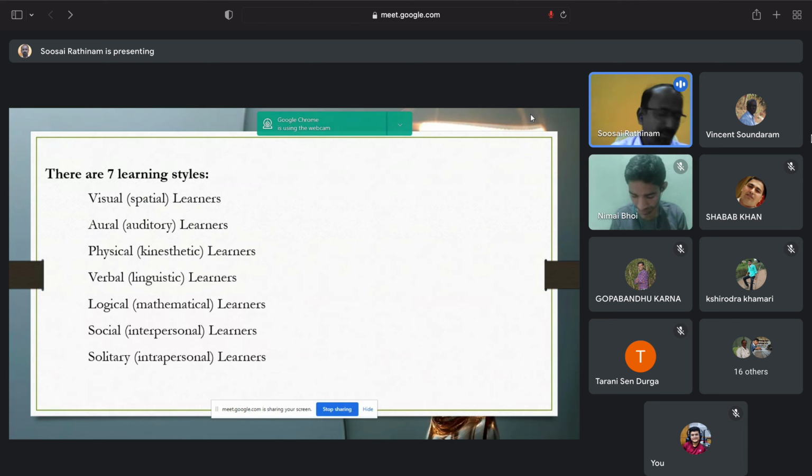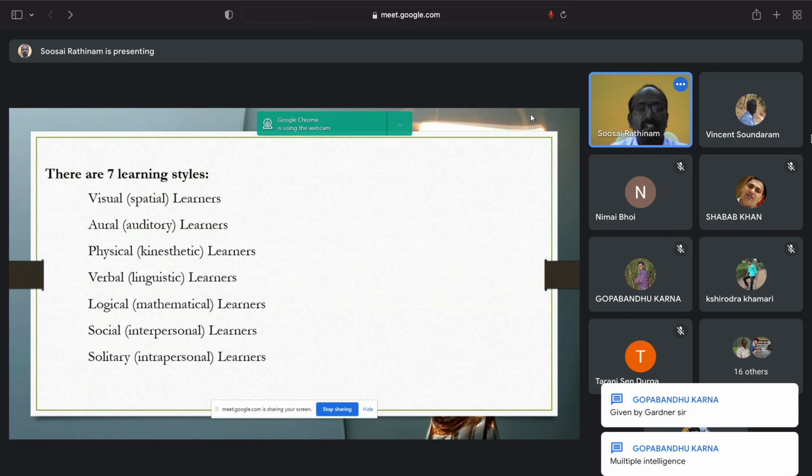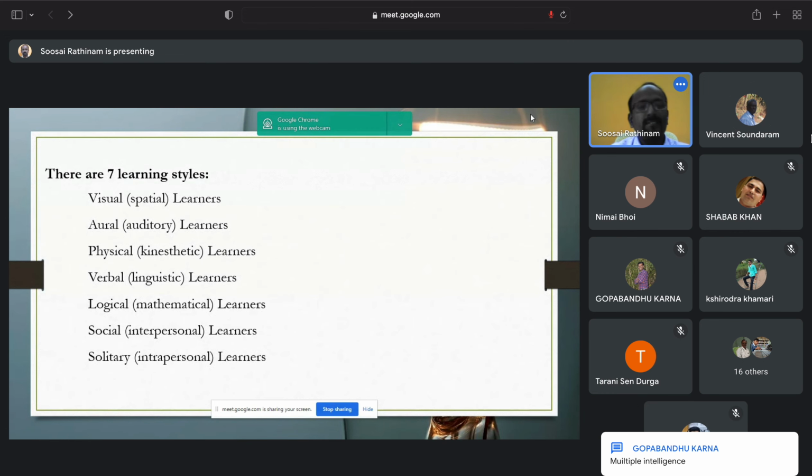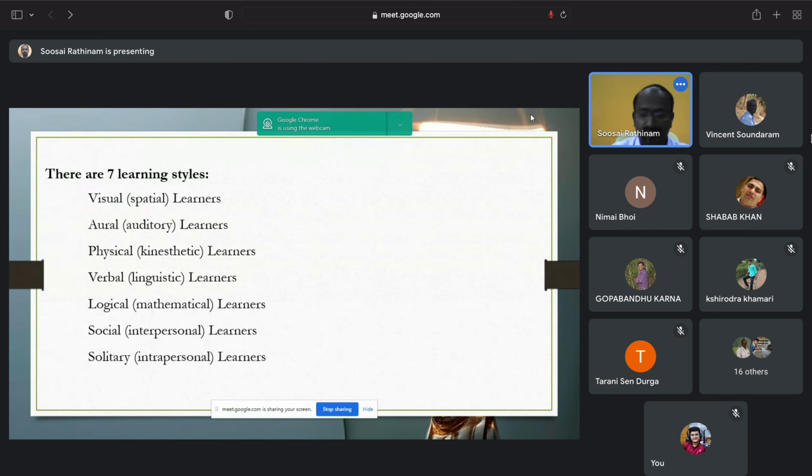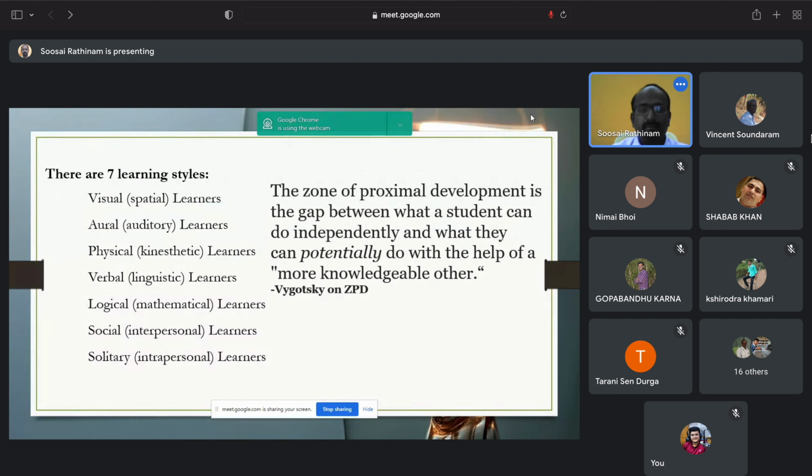So as teachers, we should be aware that every learner has his or her own learning preferences or learning styles. And we need to have our pedagogy according to these styles. Vygotsky, a psychologist, talked about ZPD, or zone of proximal development. He said the zone of proximal development is the gap between what a student can do independently and what they can potentially do with the help of a more knowledgeable other. Here the more knowledgeable other is nothing but the teacher in the classroom. So this is again an important thing.